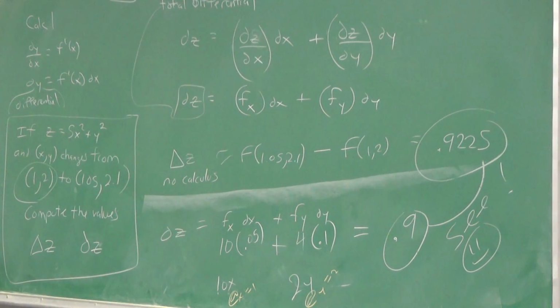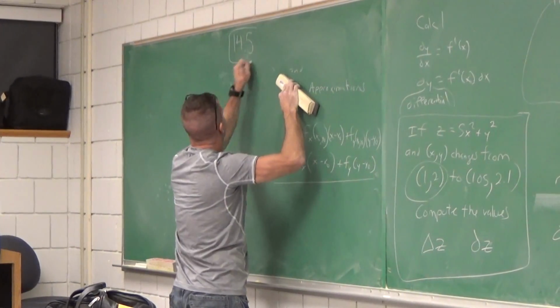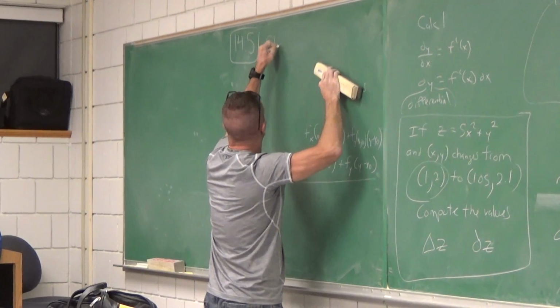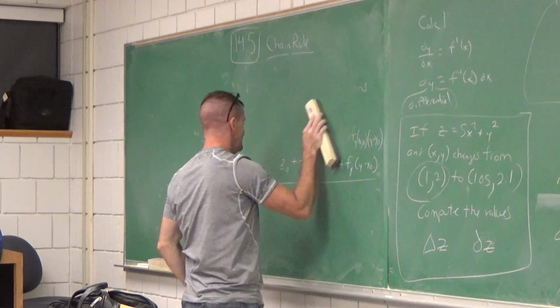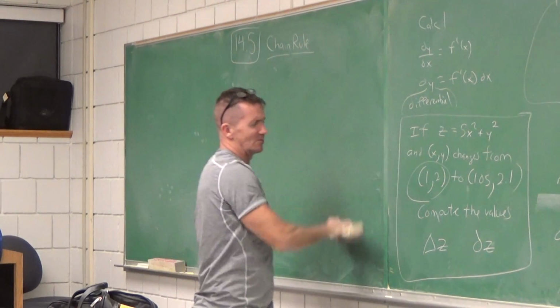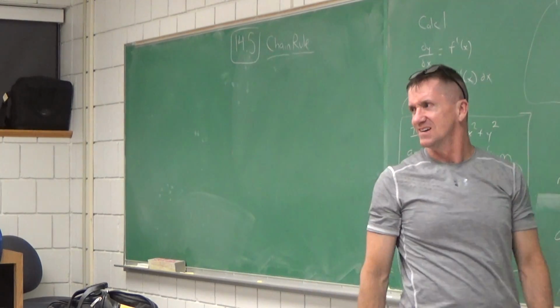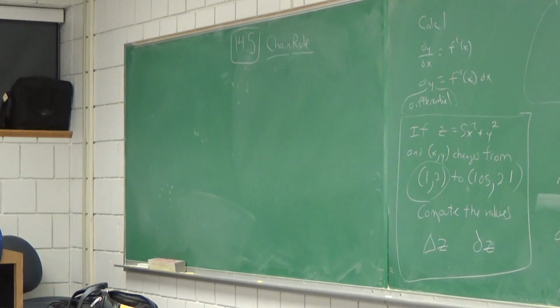So the last thing we'll do today, 14.5, chain rule. Well, you all already know the chain rule. This is cool. This is pretty neat. Do you remember related rates problems in Calc 1? They look so intimidating. Do you remember those?